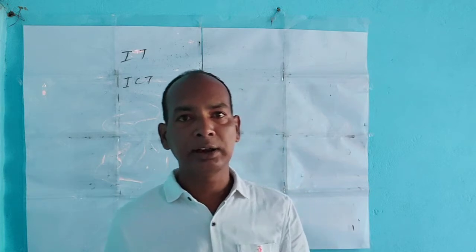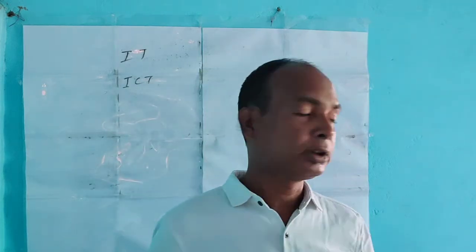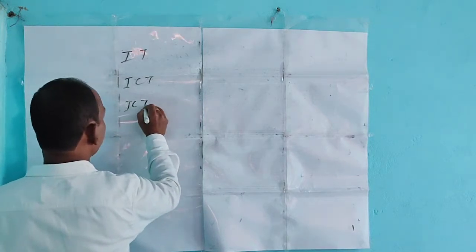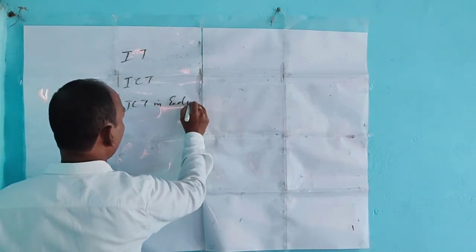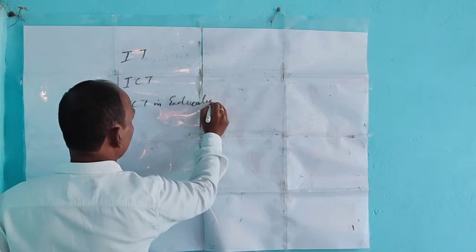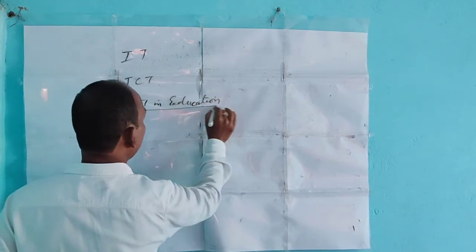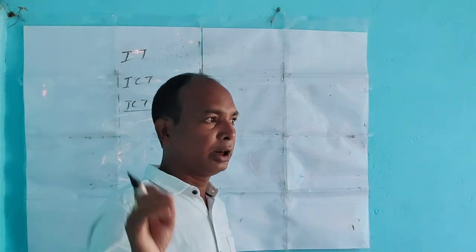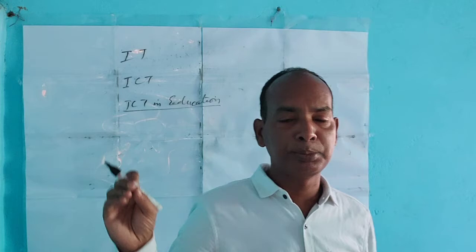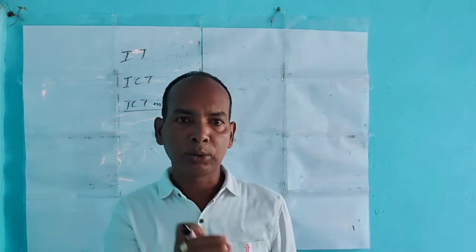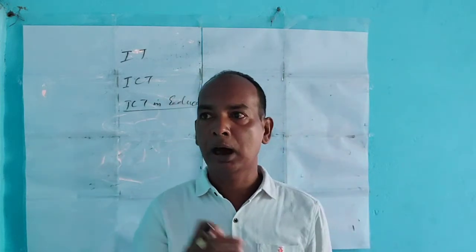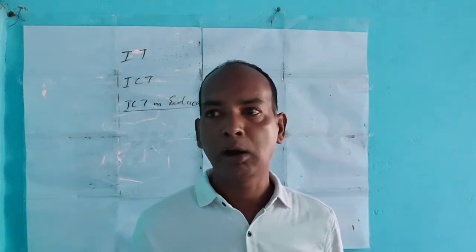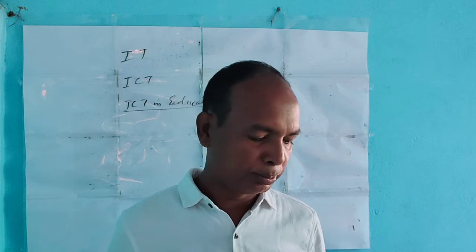So how does ICT help in different fields? The first one is ICT in education. How does ICT help in education? See, ICT helps in education, health, the banking sector, business purposes, everything. So here we can discuss part by part how ICT helps in education, how ICT helps in business, etc.